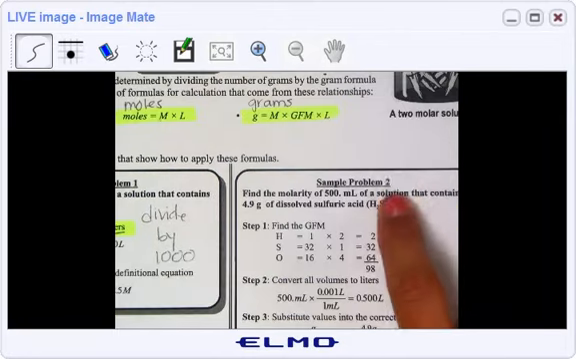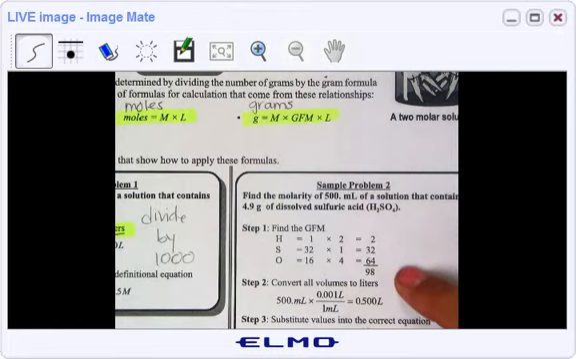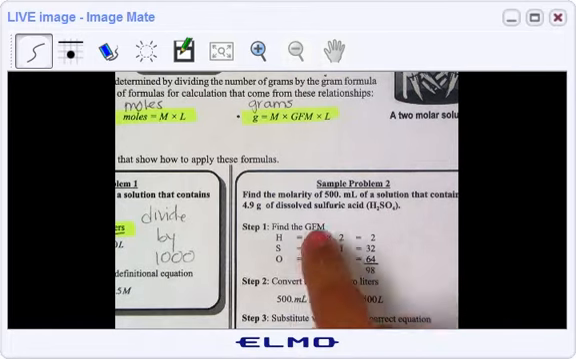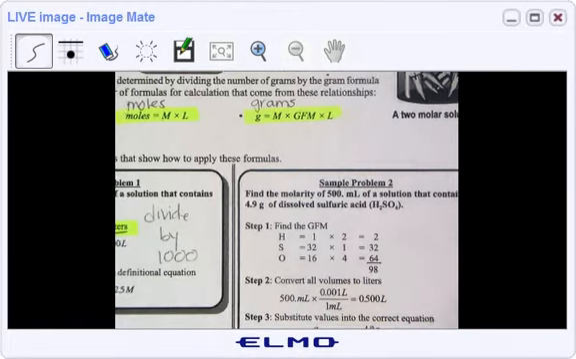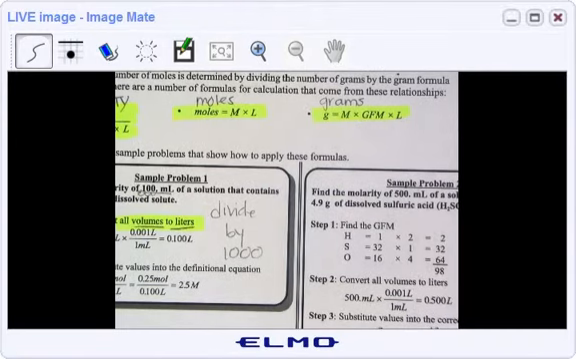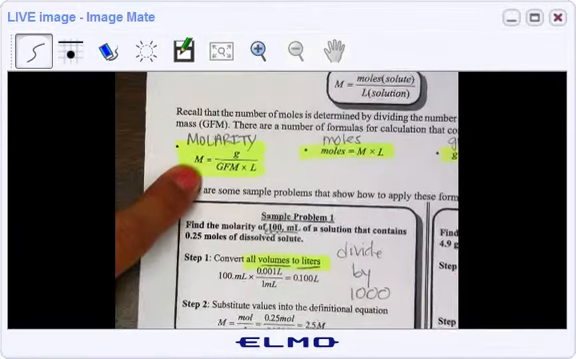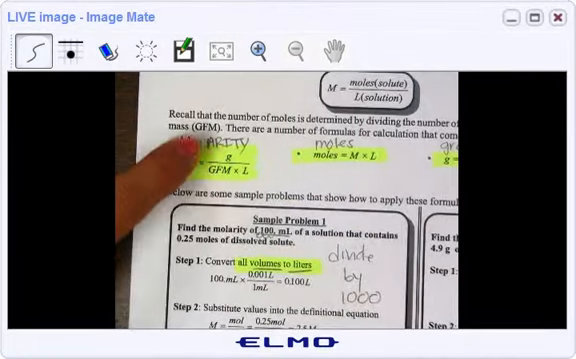If you want to walk through sample number 2, you find the molar mass of the compound. That's what GFM stands for. So I'm going to first write this formula right here on the back. G over GFM times L.